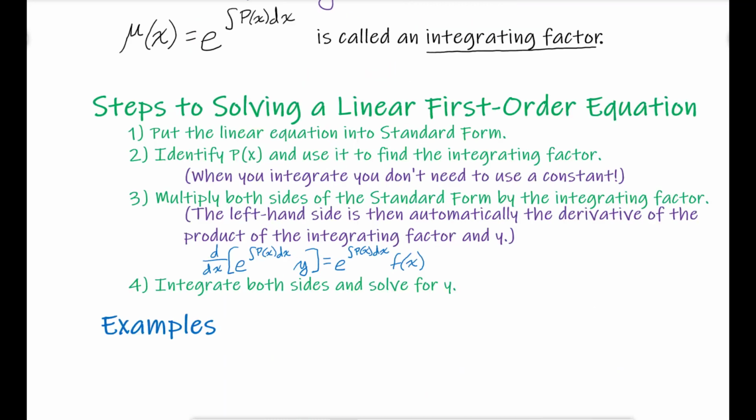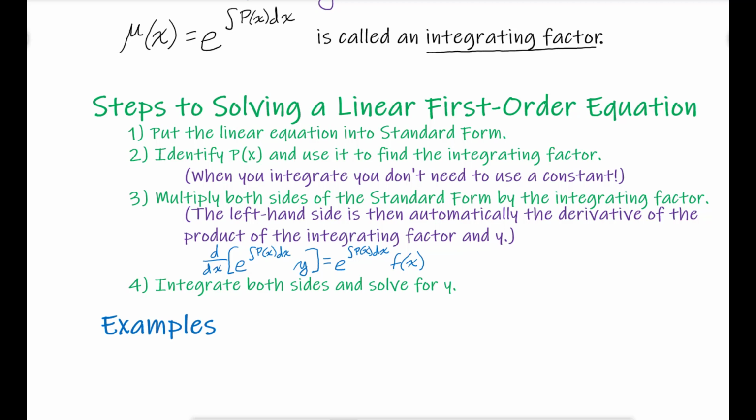So if you're looking to solve a linear first order differential equation, you don't need to go through all of those steps to find the integrating factor, unless you've forgotten what it is, in which case you might need to recreate it. But if you just remember this integrating factor, you'll be able to use it and follow these steps. The first is to put the linear equation into standard form.